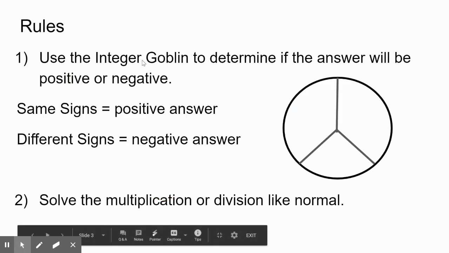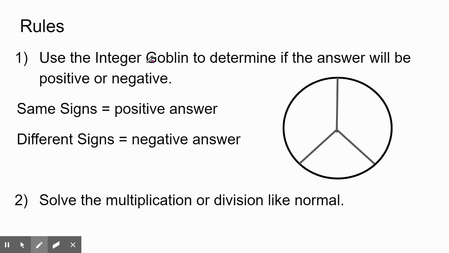Now, we have some rules we're going to follow for multiplication and division. We're going to use what is called, well, it's not called this. There's really no official name, but my students, my first year teaching here, called it the integer goblin, because once you set it up, it looks like a little face, and they got creative with their drawing. So if you hear integer goblin, that's what I'm referring to. You can call it math circle, whatever is better for you.